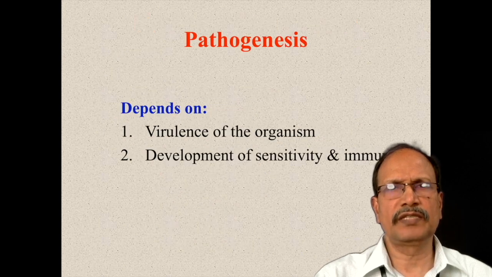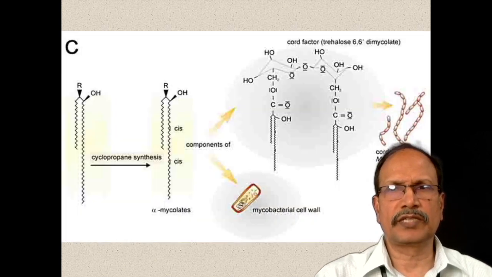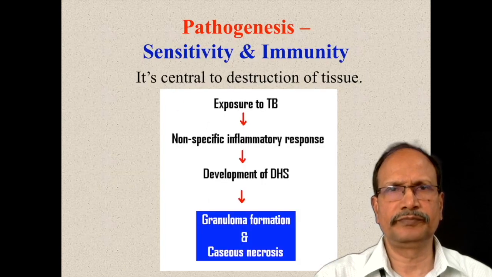The pathogenesis depends upon the virulence of the organism and development of sensitivity and immunity in the host. Virulence depends upon the presence or absence of cord factor, which is known as trehalose 6,6 dimycolate. This is the structure of that cord factor, which causes the cord formation of mycobacteria in cultures.